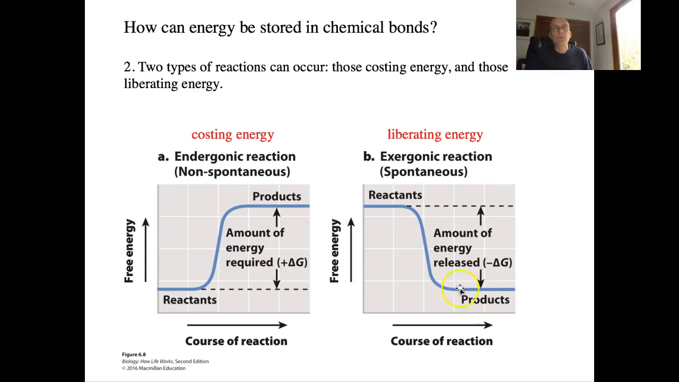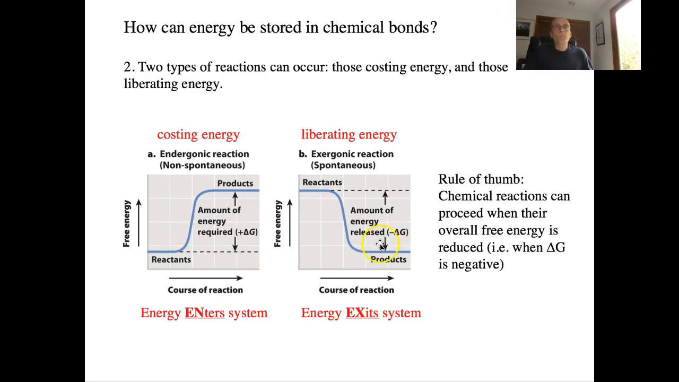So in the example of the balls bouncing down the stairs, you would have more energy at the beginning, less energy at the end. Okay, so I put these little words there, these mnemonics, in case they help you. Energy enters the system in an endergonic reaction, and energy exits the system in an exergonic reaction. So maybe that's a way to remember that. And so remember this rule of thumb that a chemical reaction can proceed when their overall free energy is reduced. In other words, when delta G is negative. So when delta G is negative, then overall free energy is reduced from here to here. Then a reaction can occur without input of energy from the outside.